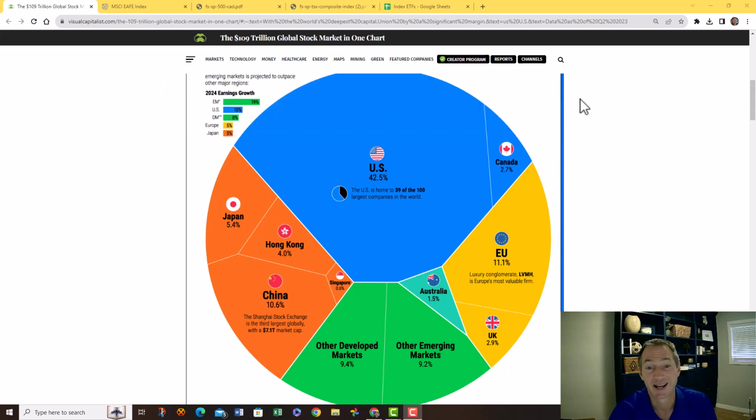Now, there are some tax advantages to holding more Canadian stocks. So maybe you want to think about that and you want to increase your Canadian portion a little bit. These are all things that you have to think about when you are personalizing your own portfolio.